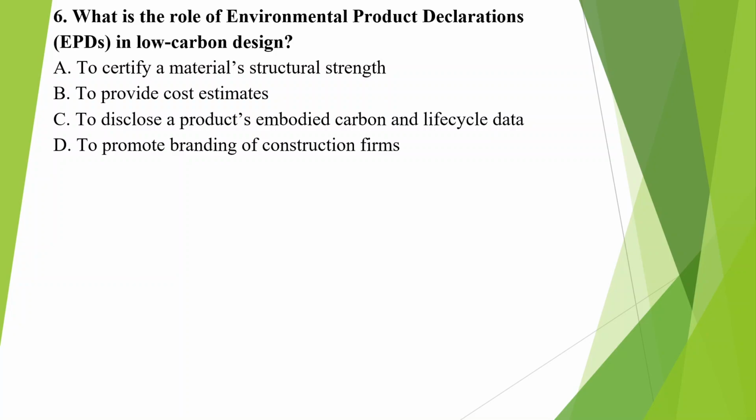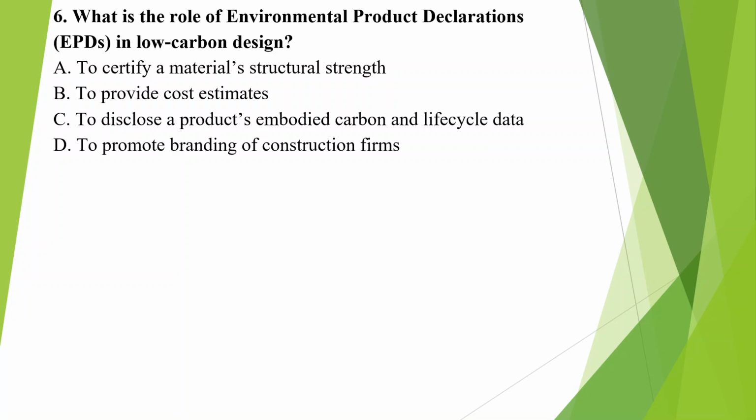The role of EPD, you can say, in low carbon design is to disclose a product's embodied carbon and life cycle data. So why is it important? This EPD functions like a food label. They reveal the environmental impact of the materials, enabling the designers to select low carbon alternatives.